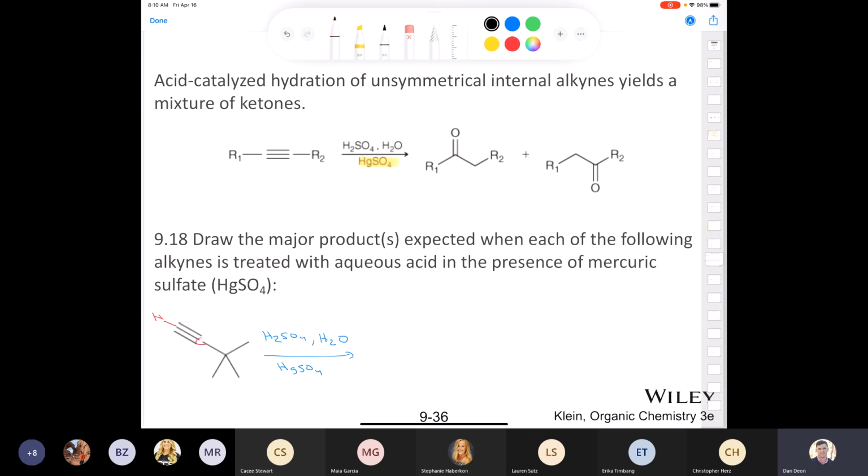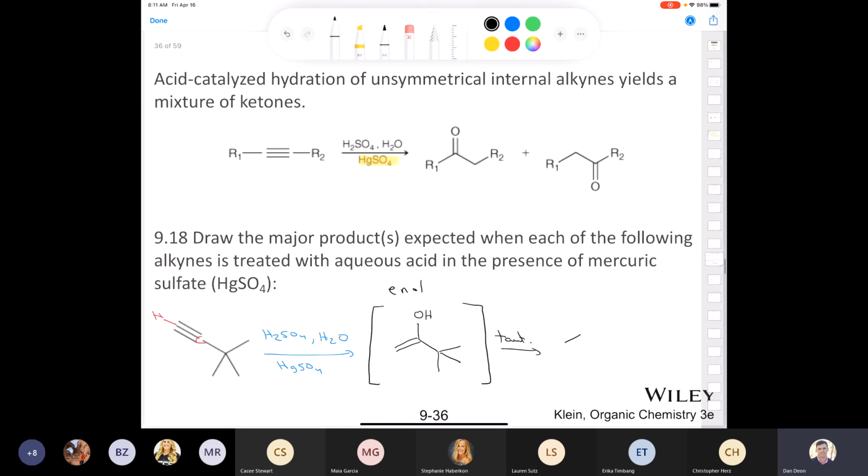What are we going to end up making? We're going to end up making an enol, aren't we? And the enol will look something like this. Then we get this tert-butyl group down here. But we know that an enol is not going to be stable, right? The enol is going to undergo tautomerization. So I'm just going to write TAUT to abbreviate tautomerization. It's going to undergo that tautomerization of the enol to give us a ketone like this.